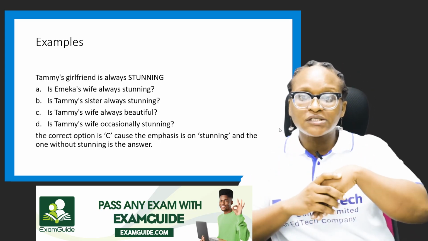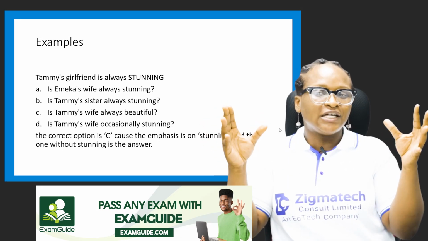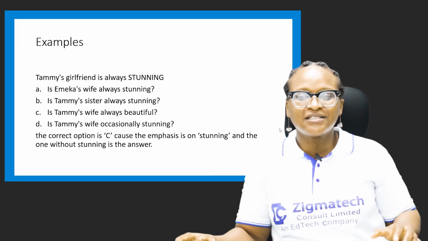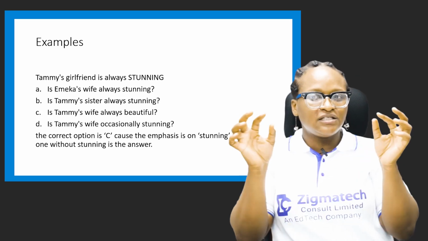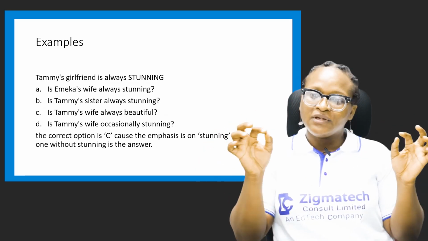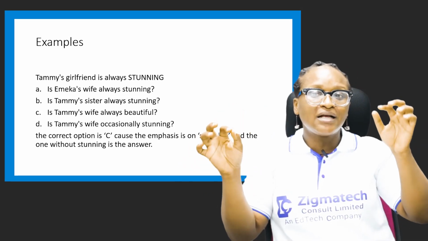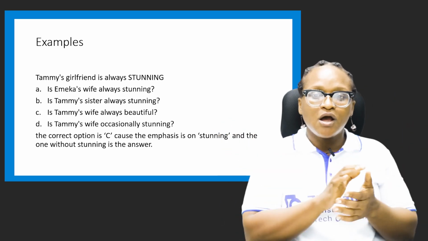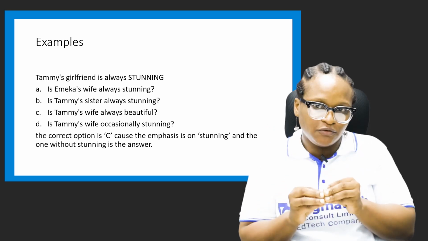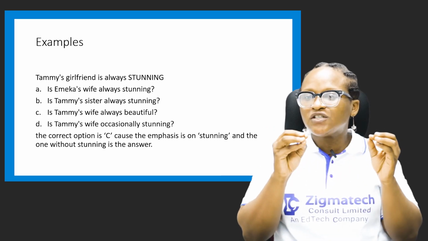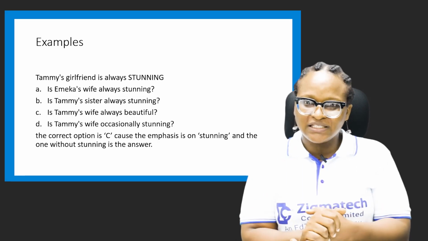Now I have 4 options. What do I do? I look out for the word stunning and check the option that doesn't have the word stunning. It's that easy. Option A says, is Emeka's sister always stunning? Option B says, is Tammy's sister always stunning? Option C says, is Tammy's wife always beautiful? Option D says, is Tammy's wife occasionally stunning? Now the answer is what?